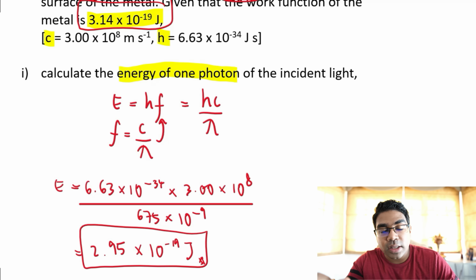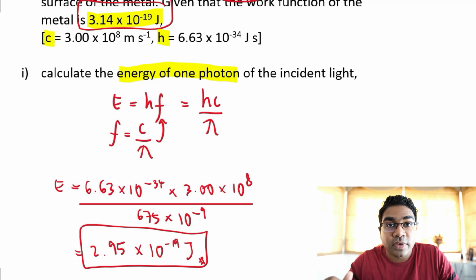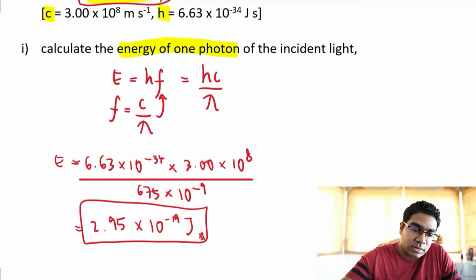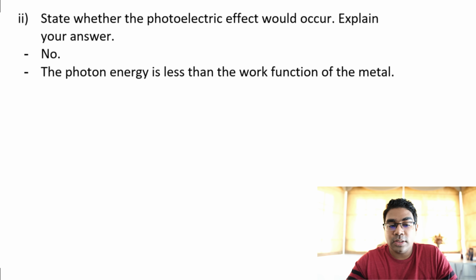What is the work function again? It is the minimum energy required to emit the photoelectrons for the photoelectric effect to occur. So the answer in this case is no. It will not occur because the energy of the photon is less than the work function of the metal.